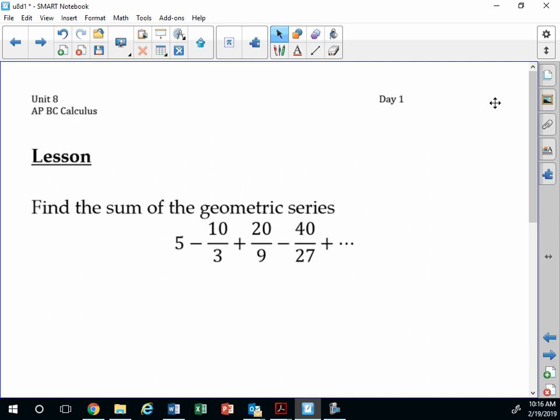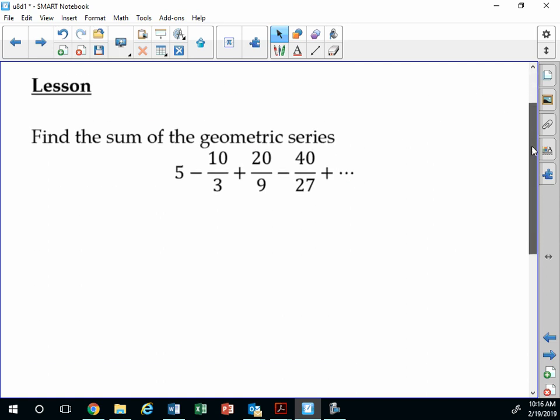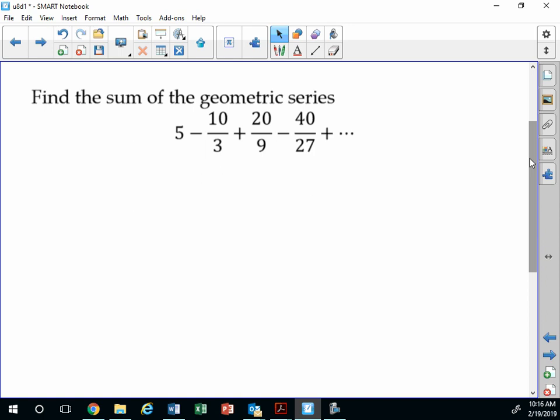Okay, find the sum of the geometric series. We know it's a geometric series. Here's what you have to tell me for this one. If I'm just finding the sum, because I'm not asking you to find whether it converges or diverges, well, we are going to figure that out. What's the first thing I should figure out? R.